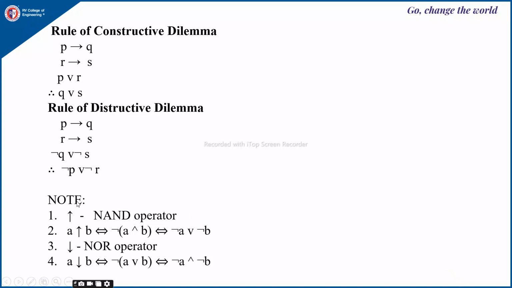Next, we'll have some notes here. The upward line with an arrow is called the NAND operator, and A NAND B is equivalent to negation of (A and B), which is negation of A or negation of B. This is by De Morgan's law. We can write it like this. And a line with a downward arrow we call the NOR operator. It is negation of the OR operator. Therefore, A NOR B is equal to negation of (A or B), which, if you apply De Morgan's law, you will get negation of A and negation of B.